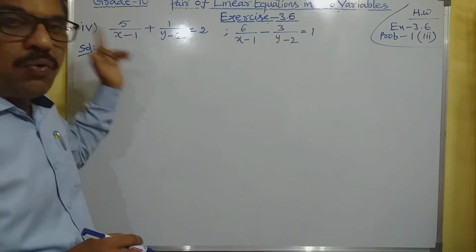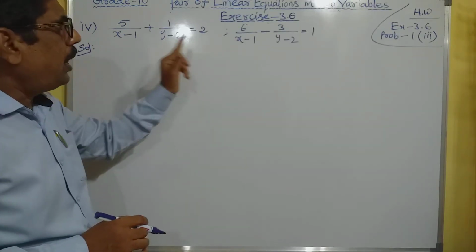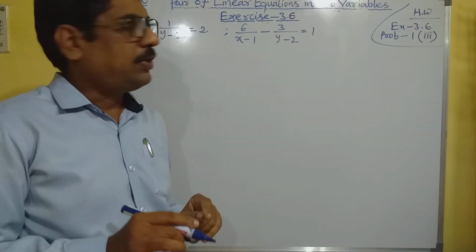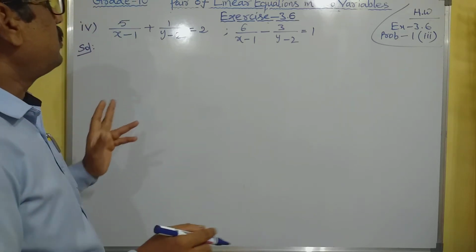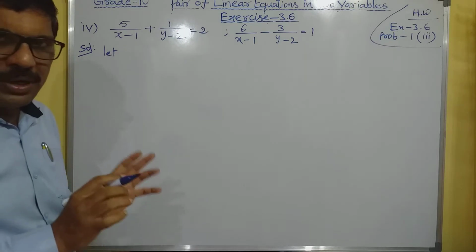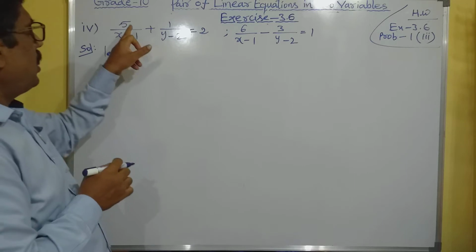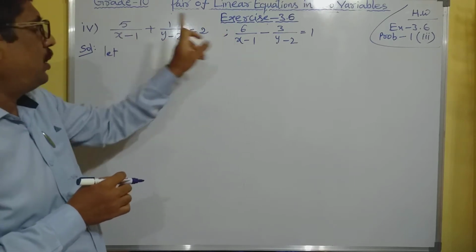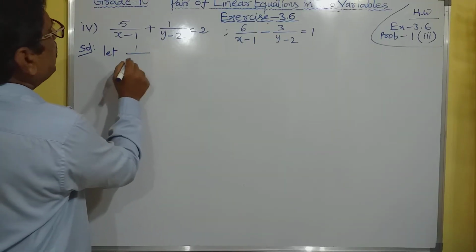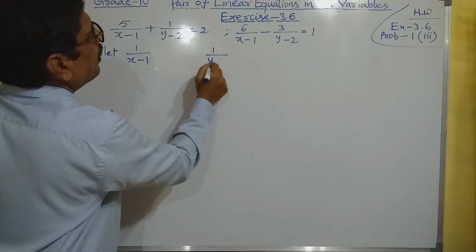Now, here you look at this. Fourth problem: 5 by x minus 1 plus 1 by y minus 2 is equal to 2, and 6 by x minus 1 minus 3 by y minus 2 is equal to 1. Let us take these two equations. What are the common terms in both the equations? Here 1 by x minus 1 and 1 by y minus 2. So we can take those parts, 1 by x minus 1 and 1 by y minus 2.